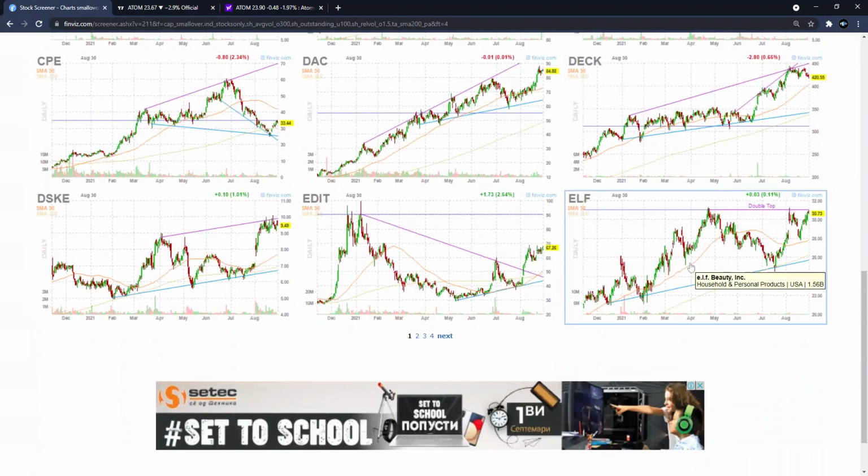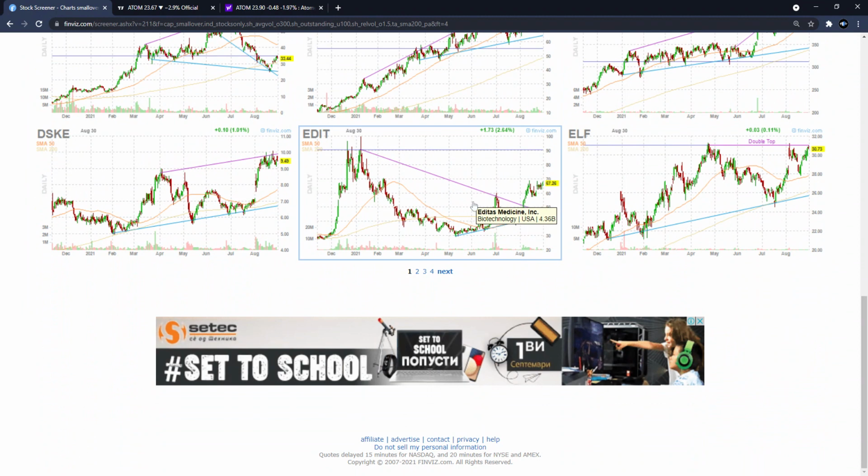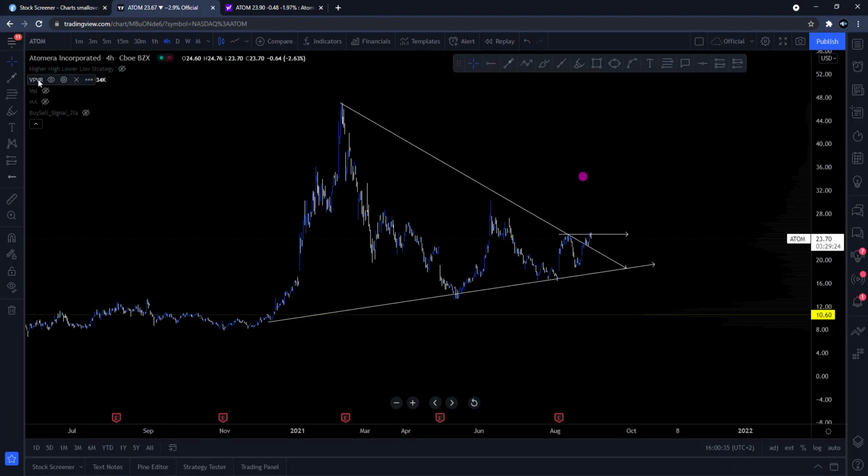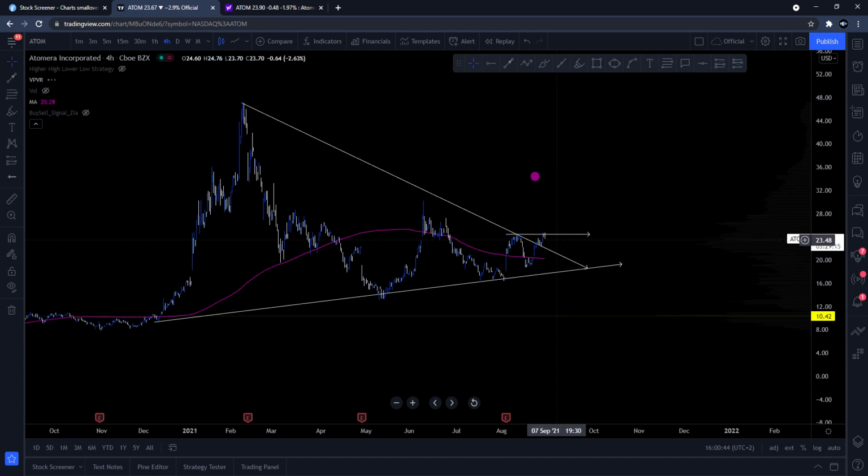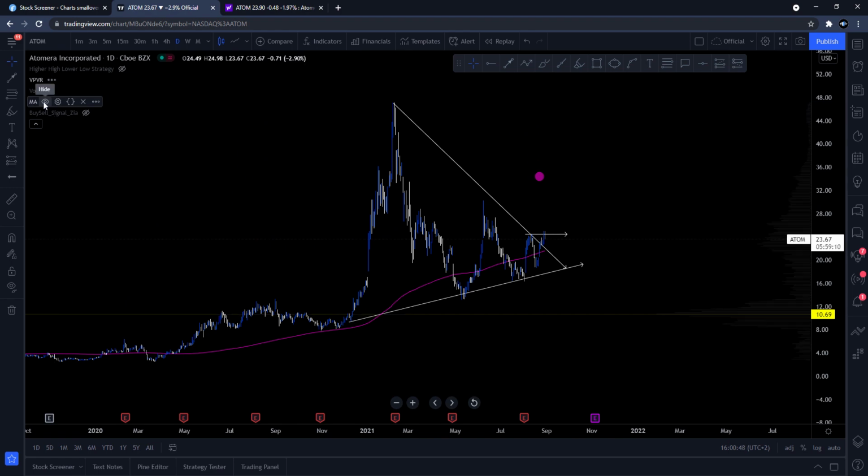You have a lot more stocks that you can research. For example, this one looks good. And so on. And as you can see, I forgot to turn on the 200 moving average. We are above the 200 moving average on the daily chart, and on the 4-hour and the daily chart. So this is how it looks.